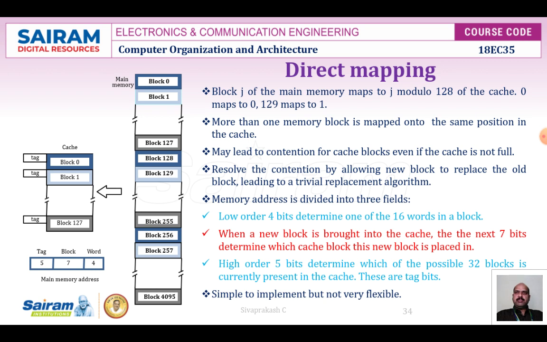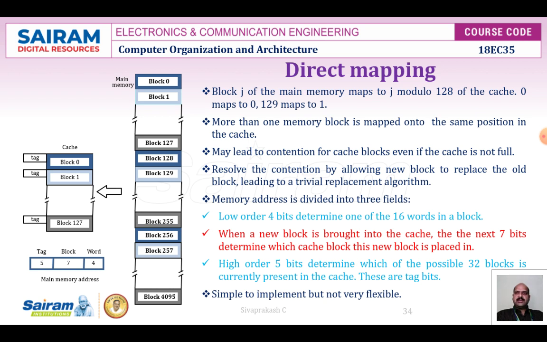The contention may arise when the cache is full. When more than one memory block is mapped onto a given cache position, the contention is going to be resolved by allowing the new block to overwrite the currently resident block. The memory address determines the placement of a block in the cache.